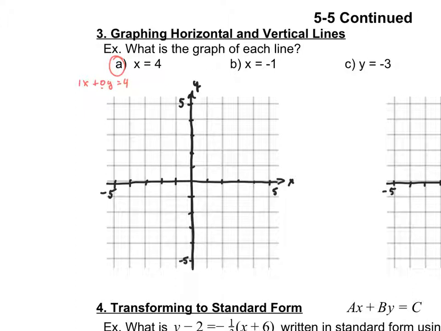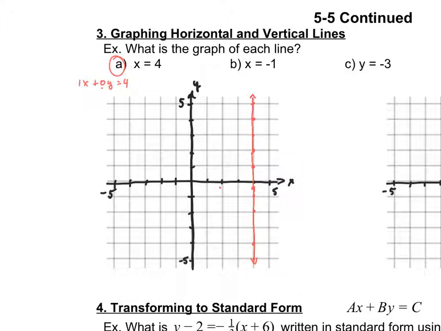As I graph that, I know that if I were to substitute 1 in for y, x would still be equal to 4. If I substituted 2 in for y, x would be 4. If 3, it would be continuing on, x is always going to be equal to 4. Now, if I connect those with a line, there is my x equals 4, and it is a vertical line.